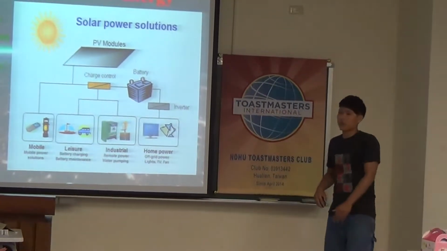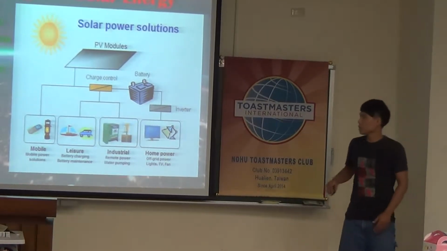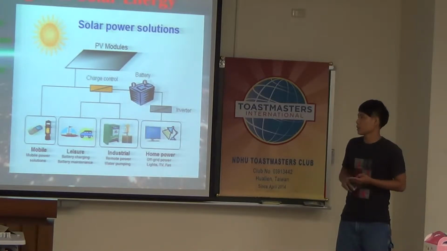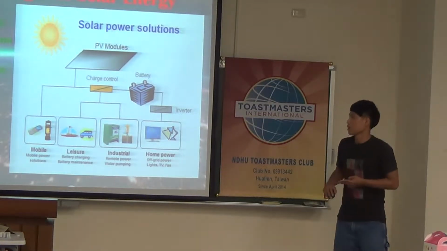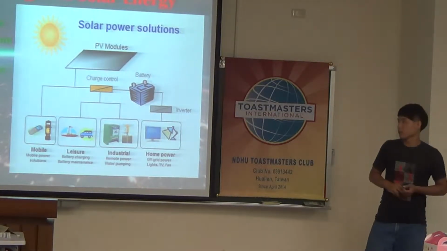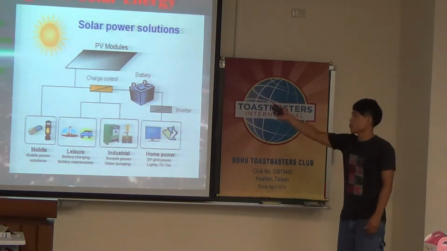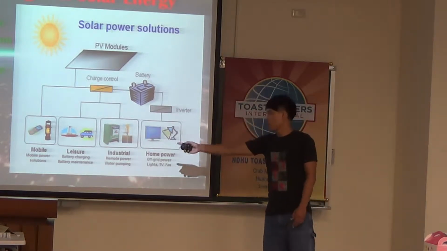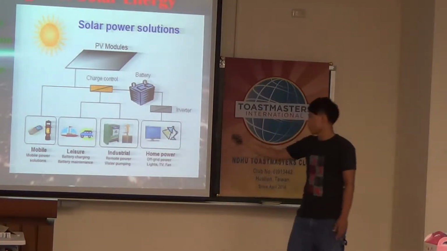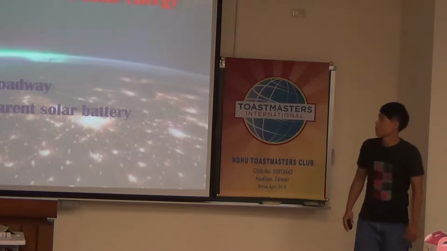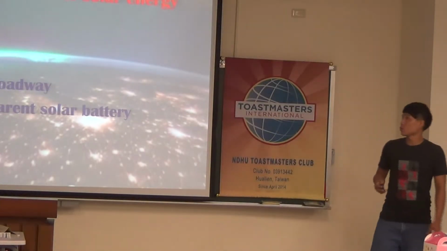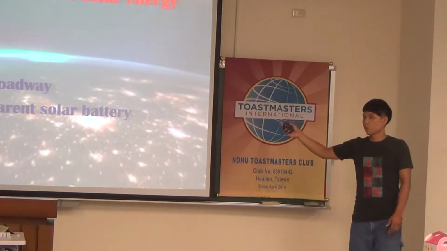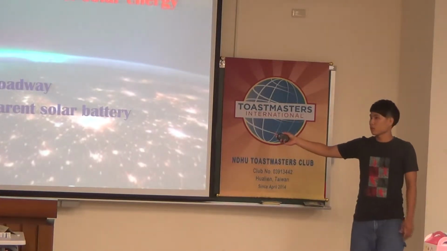There are many advantages of solar energy. First is renewable. Second, no pollution. Third, it exists everywhere. And the most important of all, it is very safe. You can see from the picture, solar power solutions can provide electricity to mobile, leisure, industrial, and home power. And I'm going to introduce 2 latest applications of solar energy. The first is solar roadway, and the second is transparent solar battery.